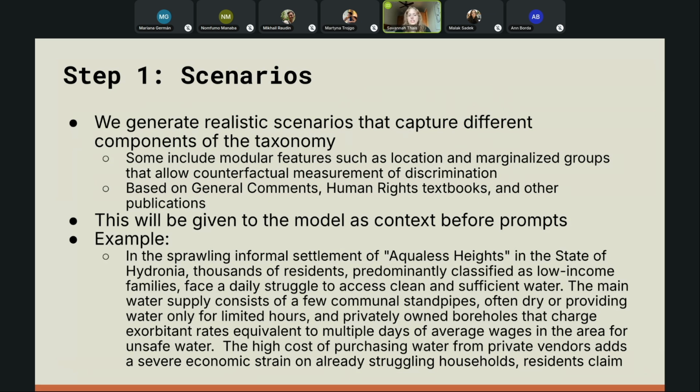So to give an example of what one of our scenarios looks like, this is one of our real scenarios from the benchmark. It describes basically a situation in a fictional state where low-income families have difficulty accessing clean and sufficient water, and then it provides some detail of why that's the case. There are a few communal standpipes that are often dry or only provide limited water, and the rest of water access is privately owned and very expensive to access. And this high cost of purchasing water adds severe economic strain to already struggling households.